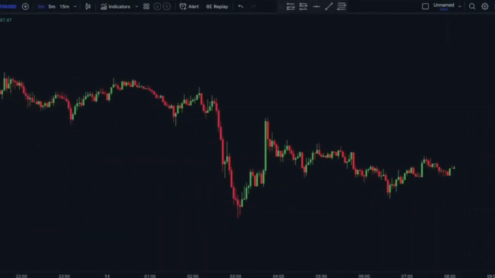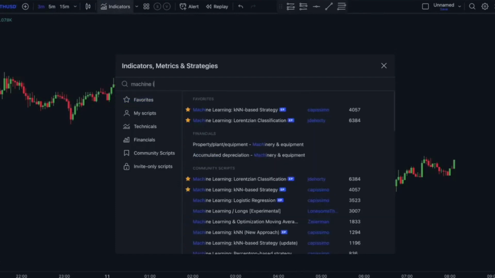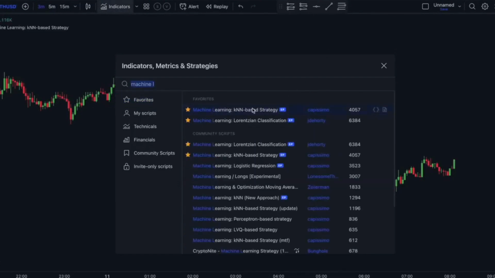So the strategy includes 3 free TradingView tools. I will explain how each indicator works as we add them one by one. So for the first indicator, let's add the machine learning KNN based strategy. Let's thank the creator Capissimo for this amazing indicator.